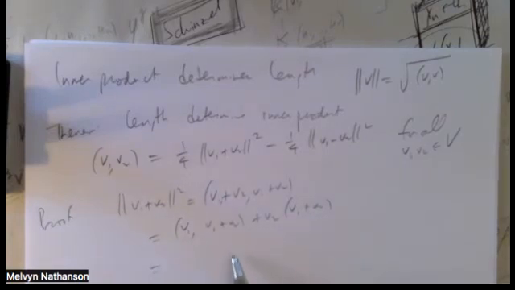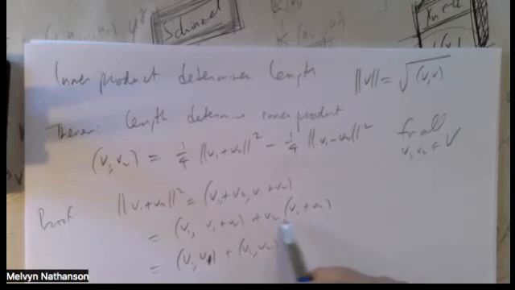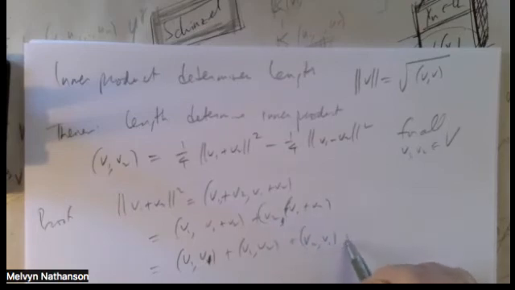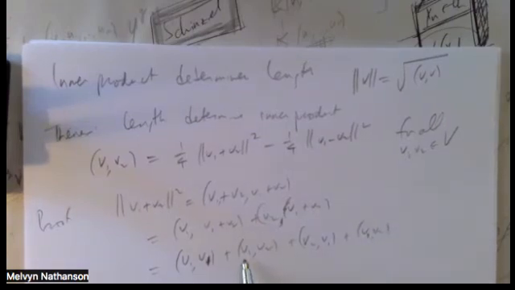If you expand this by bilinearity, this is the inner product of v1 with v1, plus v1 with v2, plus the inner product of v2 with v1 and the inner product of v2 with v2. And by symmetry, v1 v2 and v2 v1 are equal. So this is the length of v1 squared plus 2 times the inner product of v1 and v2 plus the length of v2 squared.